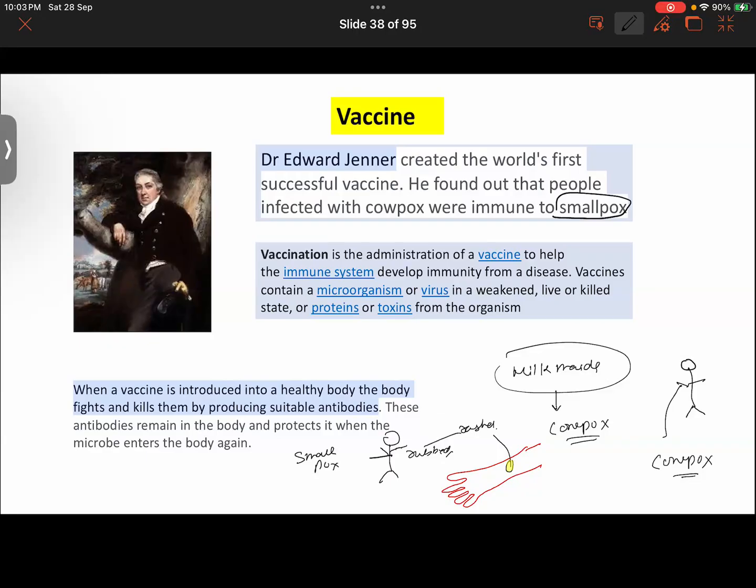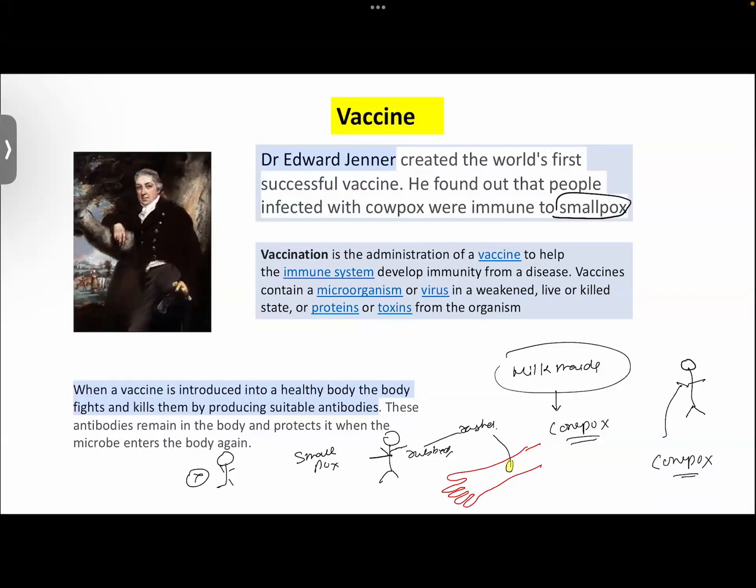Getting what I'm trying to say? Yes, sir. If the child was not suffering from smallpox, when he or she was exposed to smallpox, then he did not get sick. That is the thing. Hope you guys are able to understand what I'm trying to say. So he was the first person to have created the world's first successful vaccine. Then the topic is, what is vaccination?